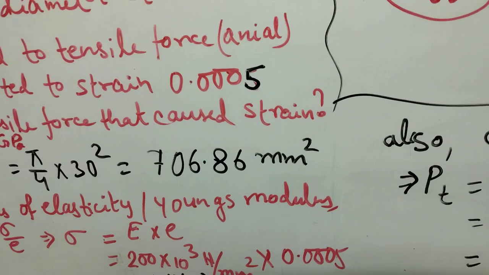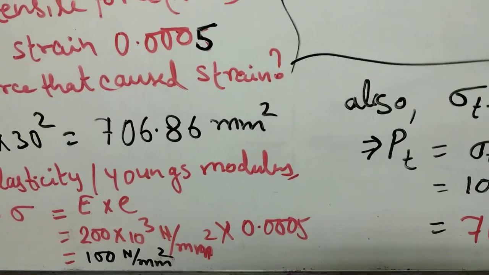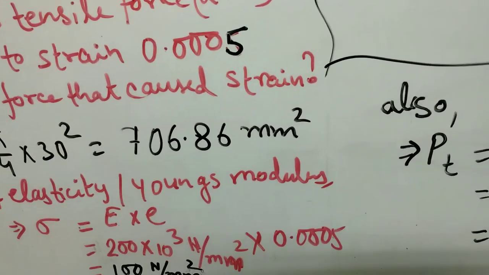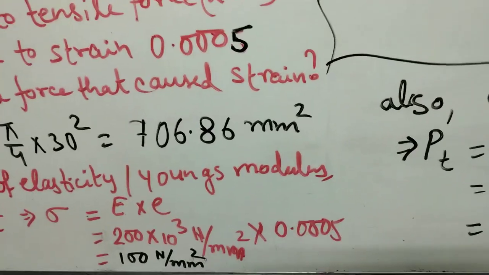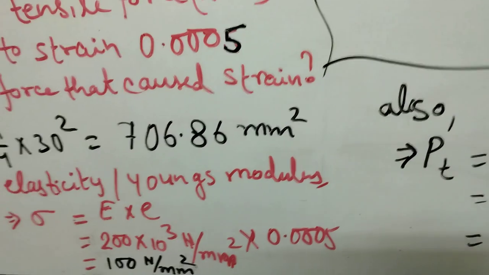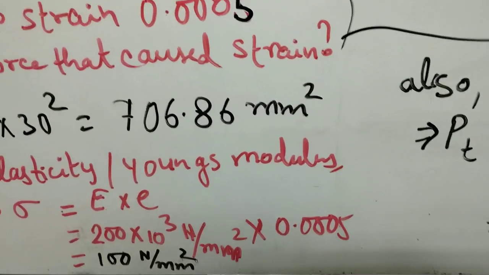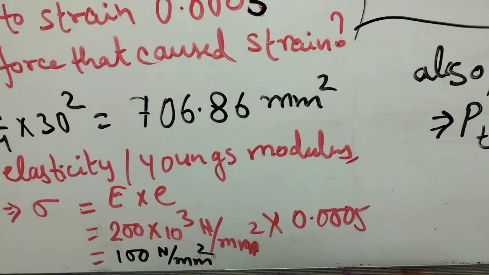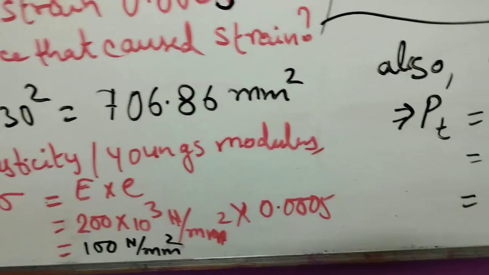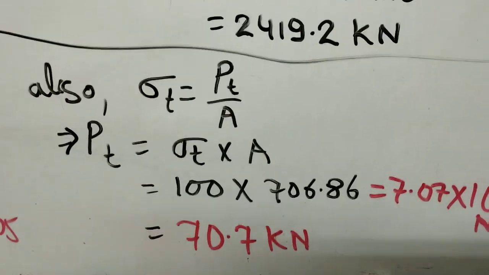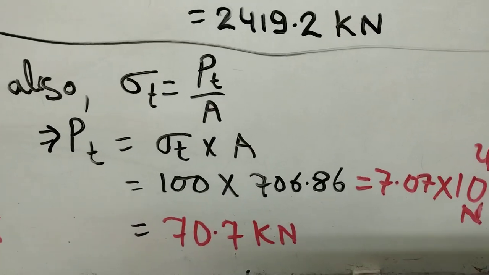Applying here E equal to 200 into 10 to the cube into strain. We know that sigma equal to, by Hooke's law, capital E, Young modulus, into small e, the strain. And ultimately we get the result of sigma as 100 Newton per millimeter square. Therefore, stress sigma T is load divided by area.